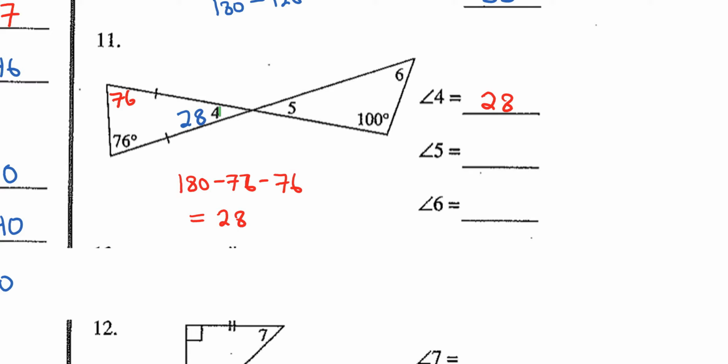And then you should recognize that angle 4 and angle 5, they're vertically opposite angles. So these two angles have to be equal. So angle 5 is also going to be 28 degrees. And angle number 6, I guess you can use the angles in a triangle property. So 180 minus 28 minus 100.